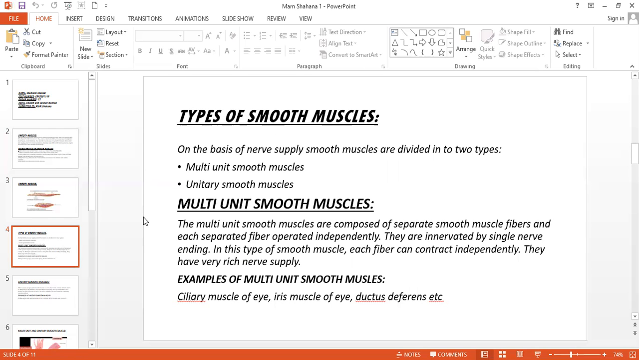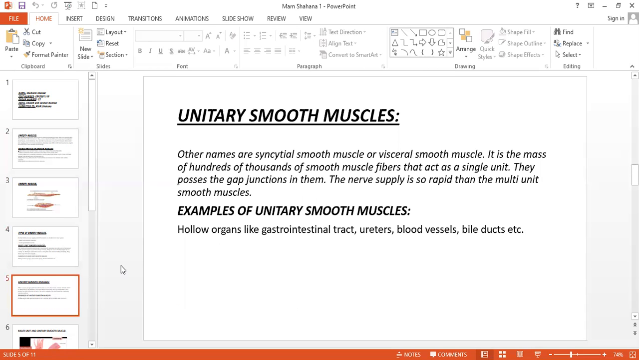The multi-unit smooth muscles are composed of separate smooth muscle fibers, and each separate fiber operates independently. Now here we will focus on this word independently: they are not dependent on each other, and each fiber acts or is activated independently. They are innervated by a single nerve ending. In this type of smooth muscle, each fiber can contract independently. They have a very rich nerve supply. Some examples of multi-unit smooth muscles include the ciliary muscle of the eye, the iris muscle of the eye, ductus deferens, etc.